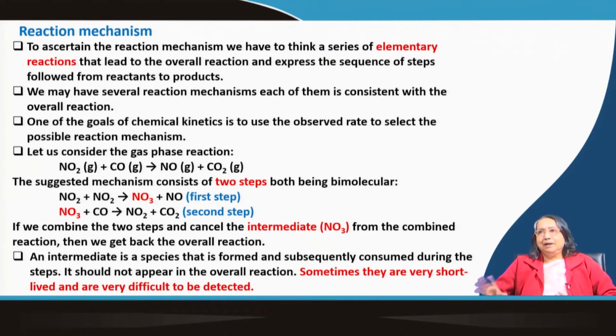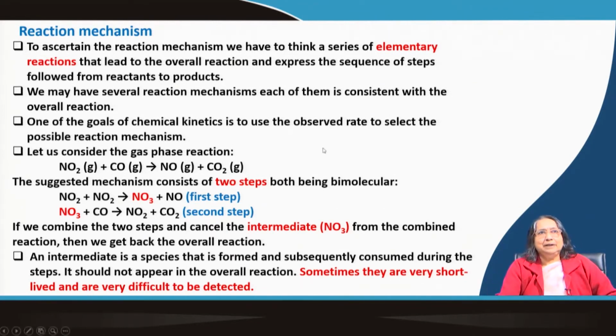Okay. Now, we may have several reaction mechanisms, each of them consistent with the overall reaction. So, for example, you have written several possible mechanisms, then which one will be the correct one? One of the goals of chemical kinetics is to use the observed rate. So, you have to match with the rate also. You have several possible mechanisms, but next you have to think about the rate.